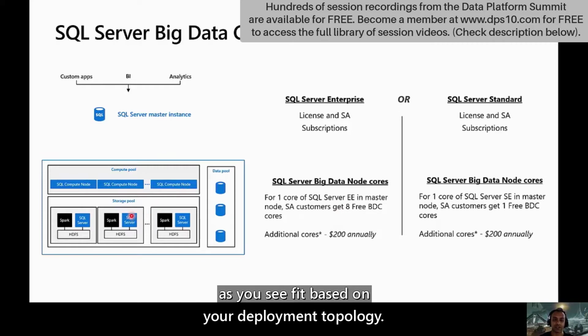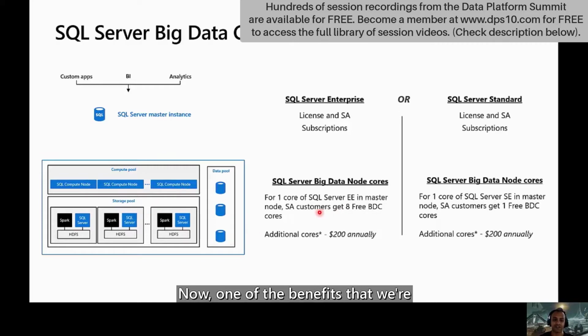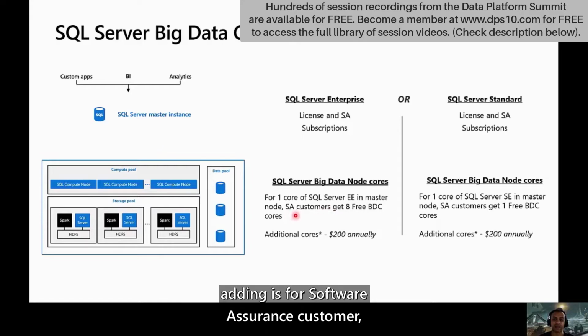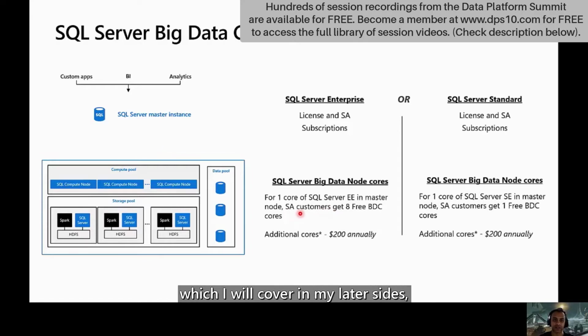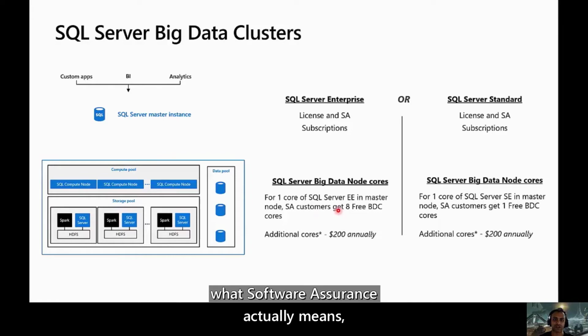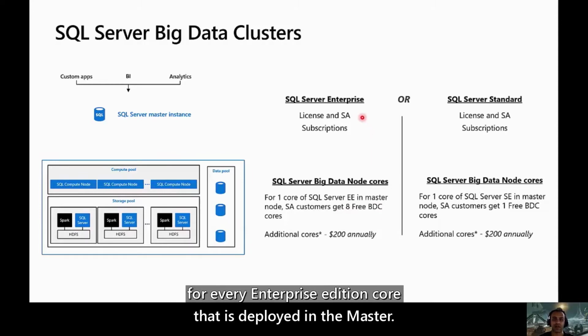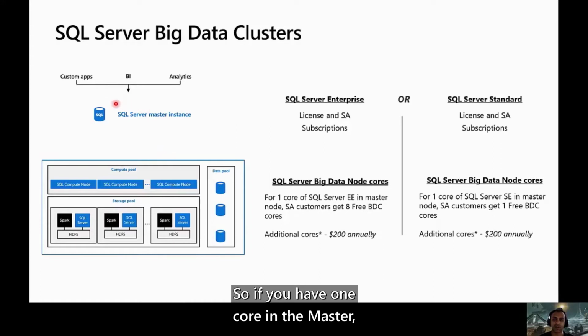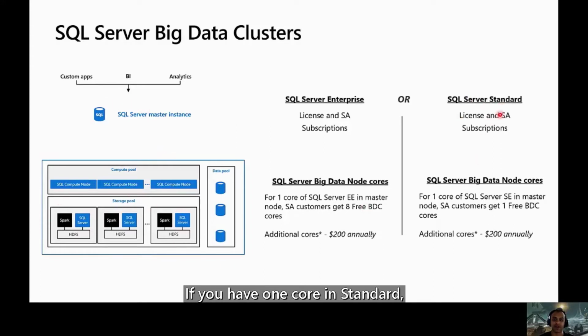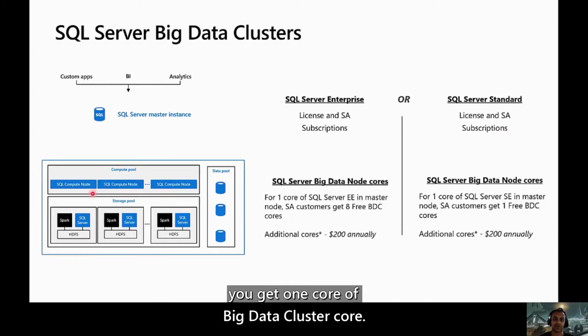your deployment topology. Now, one of the benefits that we're adding is for software assurance customers, which I'll cover in my later slides, what software assurance actually means. Software assurance customers get 8 free big data cores for every enterprise edition core that is deployed in the master. So if you have one core in the master, you get 8 cores free here. If you have one core in standard, it's a 1:1 mapping.